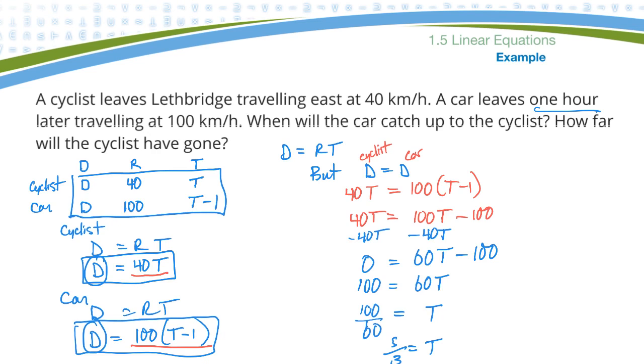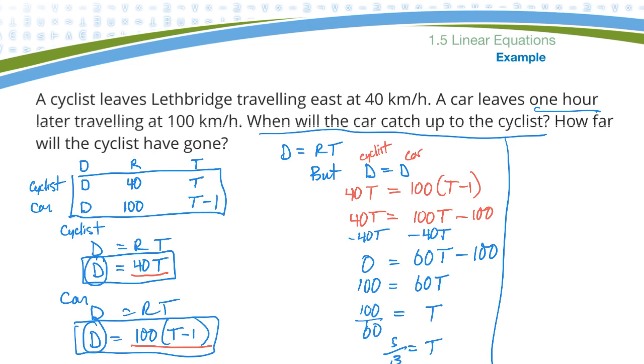So 5/3, that's how long it'll take. That's 5/3 hour. That's like an hour and 40 minutes. 5/3 is 1 2/3. I guess if you wanted to, times that by 60, it'll tell you how many minutes it took. But it'll be about 100 minutes, hour 40. So that is the question. When will the car catch up to the cyclist? After the cyclist leaves, about an hour and 40.